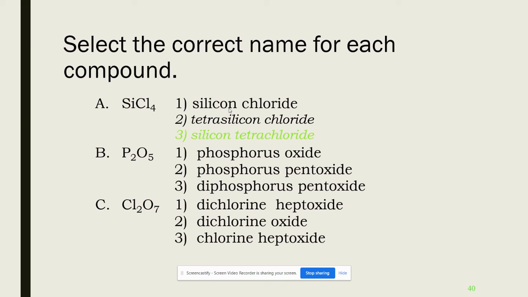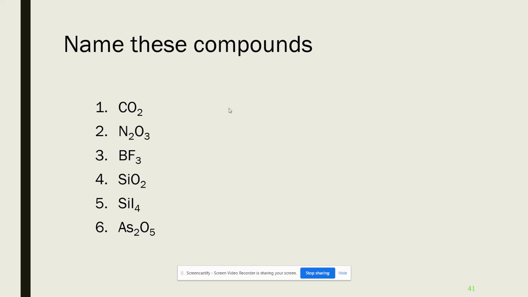Your next one is phosphorus and oxygen. And the name of that would be diphosphorus pentoxide. And then your last one, you have Cl2O7. And the answer for that would be dichlorine heptoxide. So all of these are covalent bonds. Be careful and make sure you check to see if it's a metal and a nonmetal or 2 nonmetals.